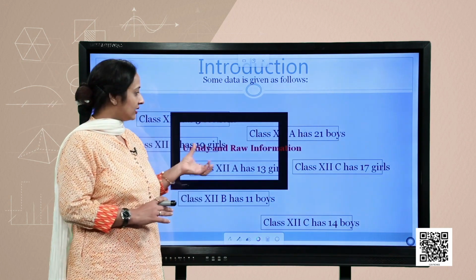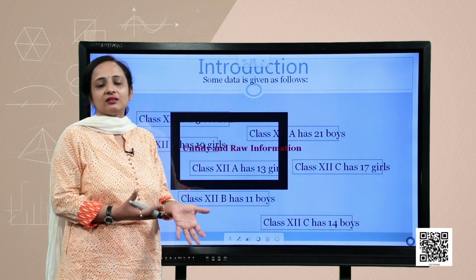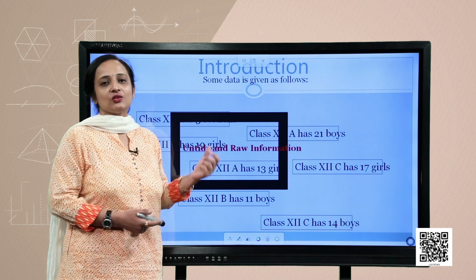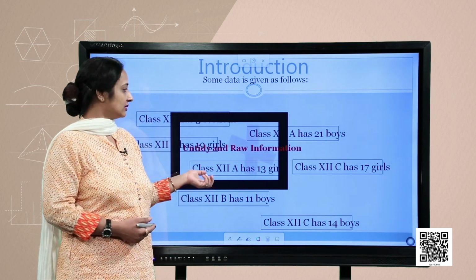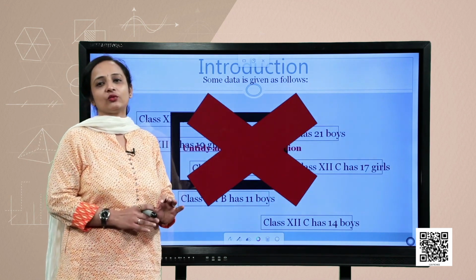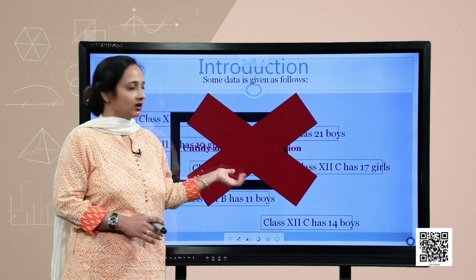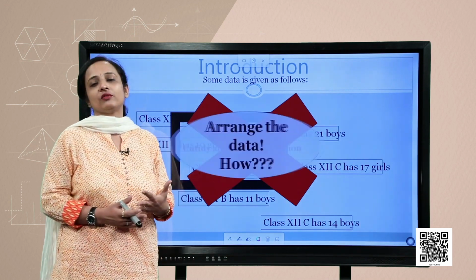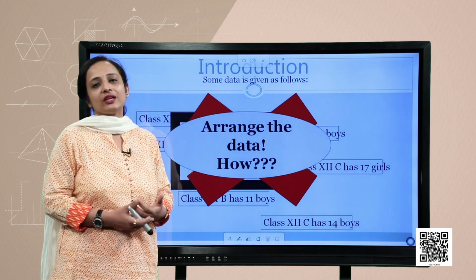Don't you think that this data is very untidy and this is giving us very raw information? So how can we arrange it? This is not at all the right way to present any data. So we should have some different way to arrange this data. How can we arrange this data?